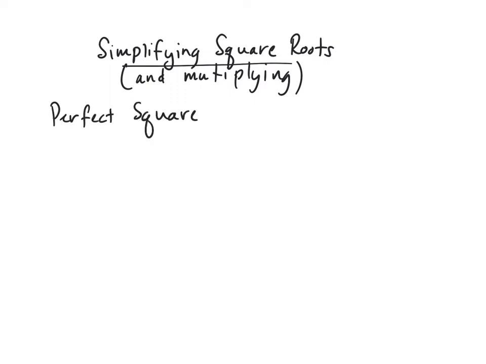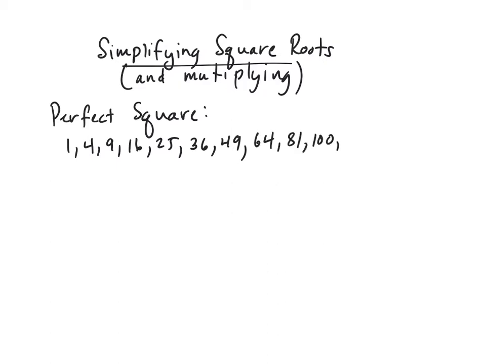A perfect square is any number times itself, like 1 times 1 is a perfect square, 2 times 2 is a perfect square, 3 times 3, 4 times 4, 5 times 5. These numbers are really important when you simplify square roots. So we got 49, 64, 81, 100, 121.